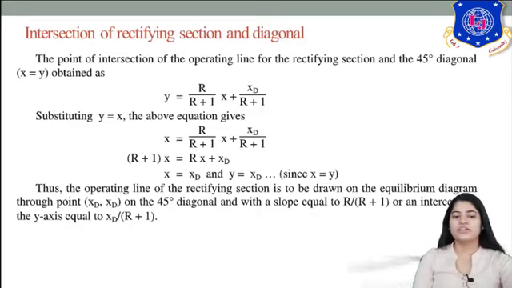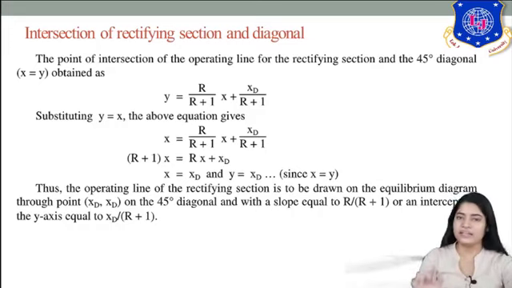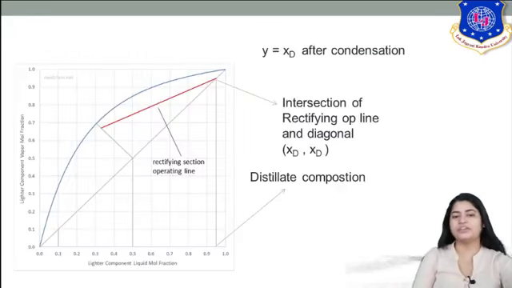So hence what is your intersection point which you get? Your intersection point is XD, XD. It means at X equal to XD and at Y equal to XD. At that point, your rectifying section, operating line and diagonal intersect with each other. So hence you can say that thus the operating line of rectifying section is to be drawn on equilibrium diagram through the points XD, XD on 45-degree diagonal with a slope equal to R upon R plus 1 and an intercept of XD upon R plus 1. It is complicated, now using the figure you can understand.